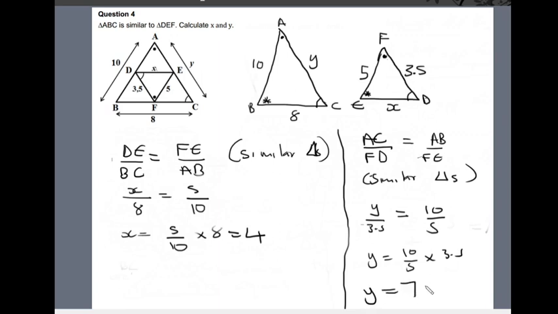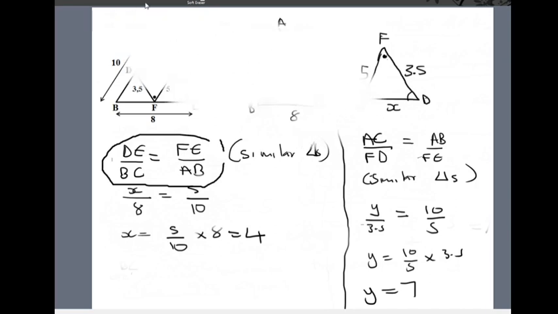Y is 7. So that is how you calculate these unknowns using similarity of triangles, right? Once they tell you the corresponding angles are equal, know that the corresponding sides are in the same proportion. So now your job is to find the corresponding sides and write this ratio. Okay, so now moving on to another question.